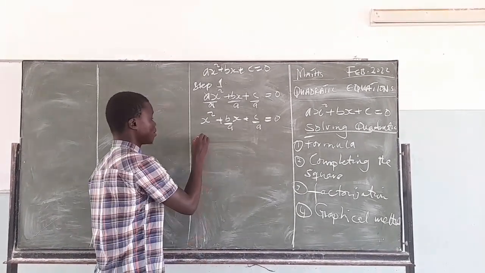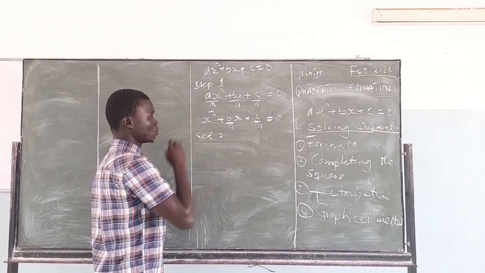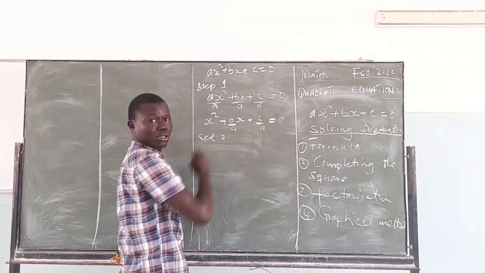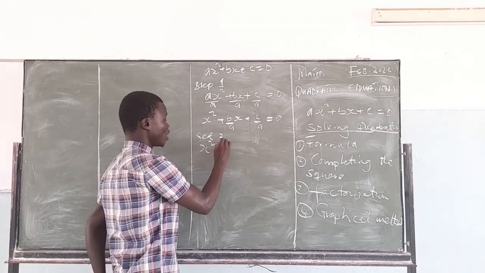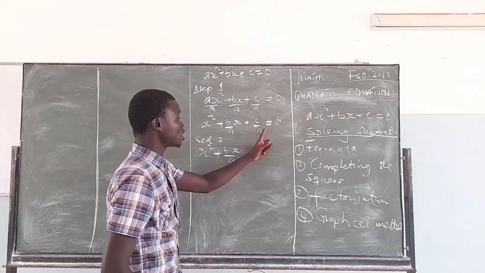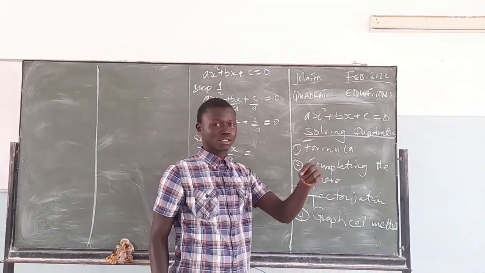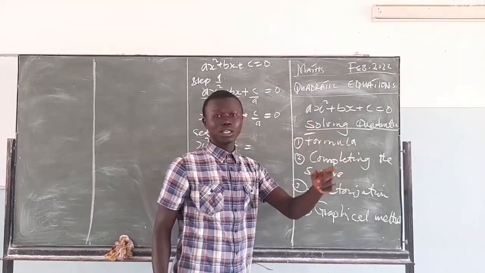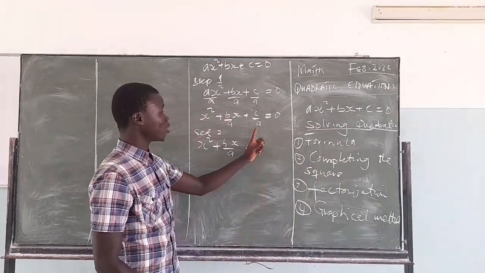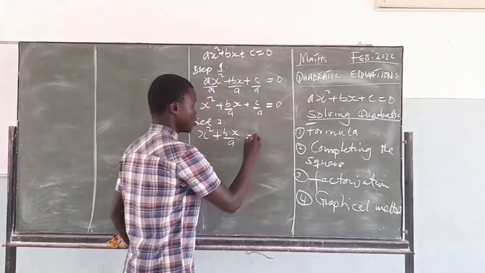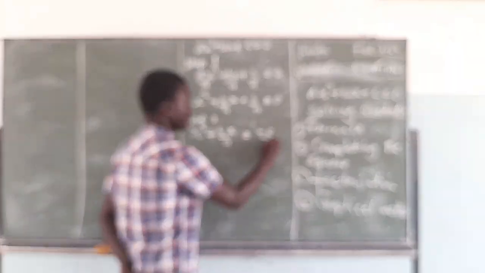What is our next step? Step 2: we can transpose the constant. This is the constant. So x squared plus bx over a equals. Now, this is just like a border. I always tell this to my students: when you are a citizen in China and you cross into another country, you become a foreigner there. So here you are positive, and when you cross the equal sign, it becomes negative. It equals negative c over a.